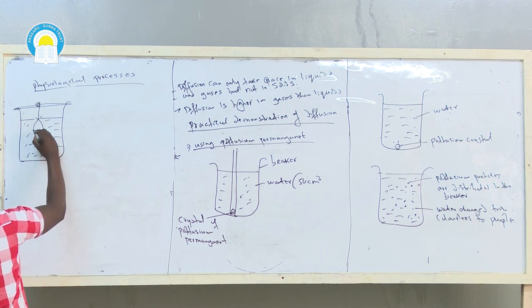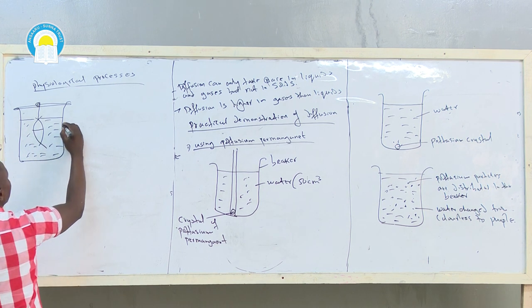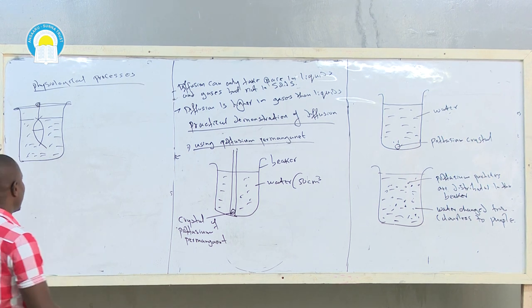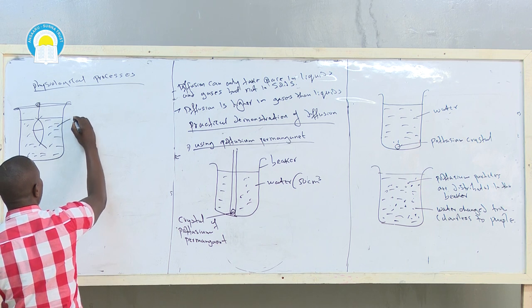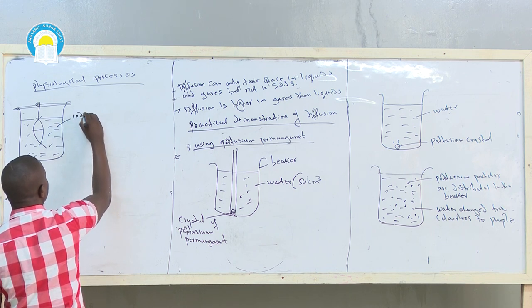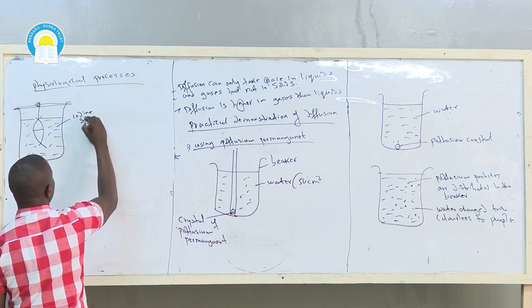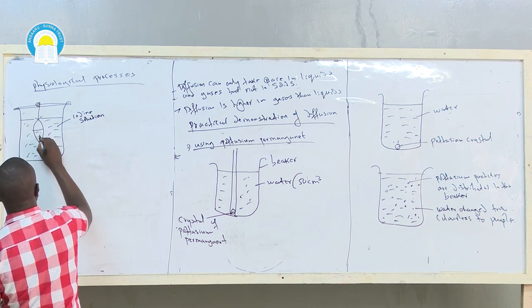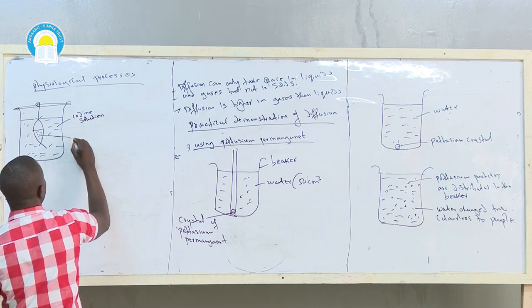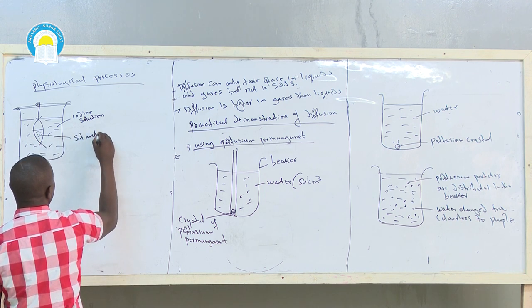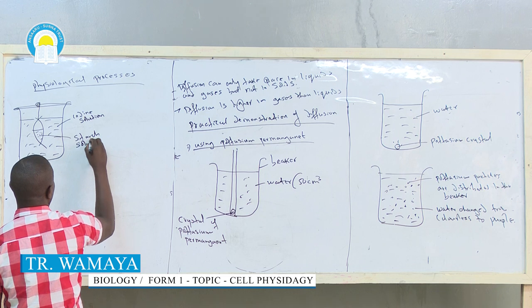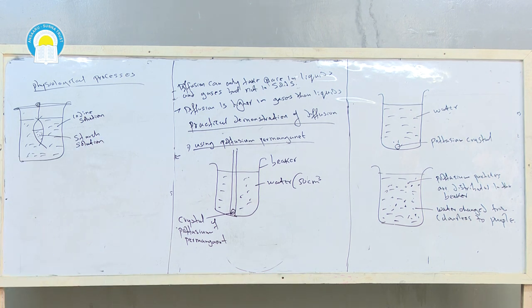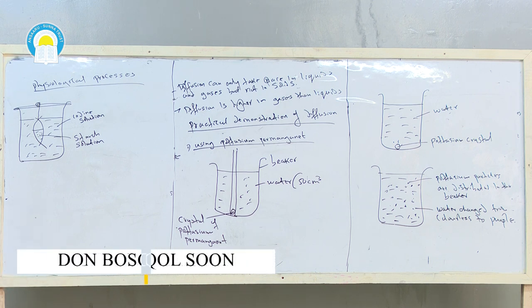So here we have water. Here we are not going to use water. We are going to use iodine solution. So this one will be our iodine solution. And inside the visking tubing, we are going to place starch solution. So here we have placed a visking tubing.